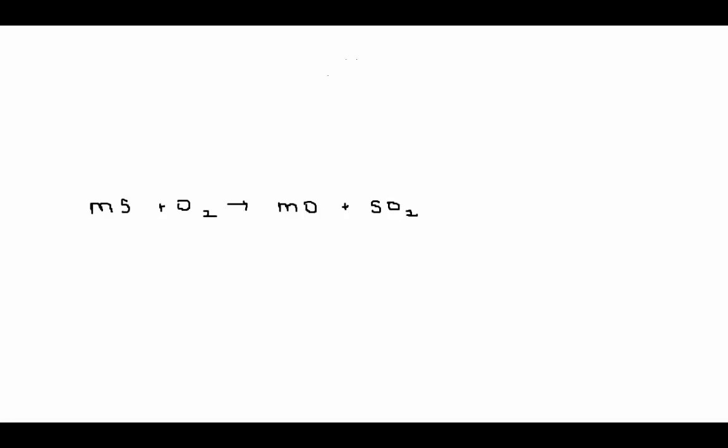So as a quick example, if I had copper sulfide and it reacted with oxygen, what it would produce would be copper oxide. Well, copper in this case has a 2+ charge, so it would be copper oxide plus sulfur dioxide. And so the only other thing I have to do now is balance my reaction.